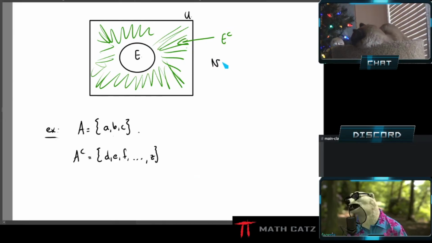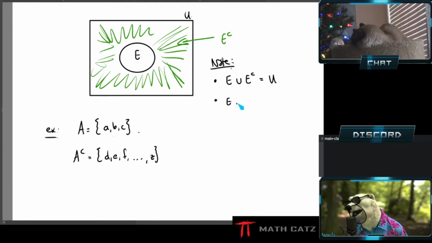So an observation that I can make here, first of all, so important. If I take E, any set, and I take the union with its complement, what does the union require? To throw everything together. And if I throw the circle with the outside together, I get everything.